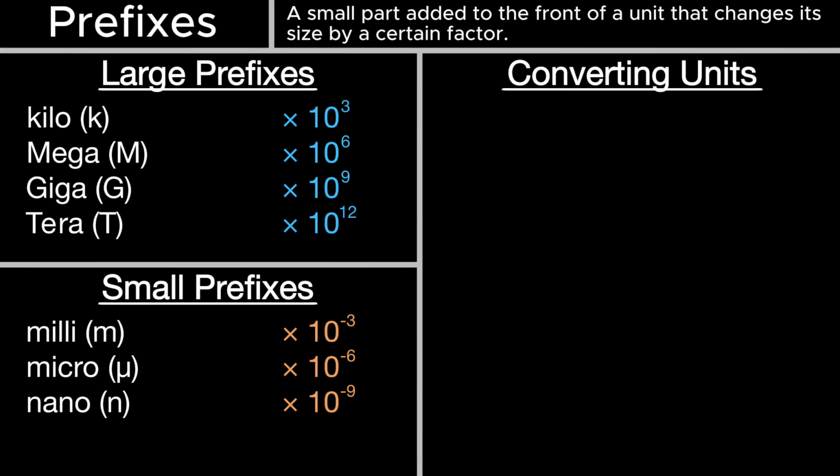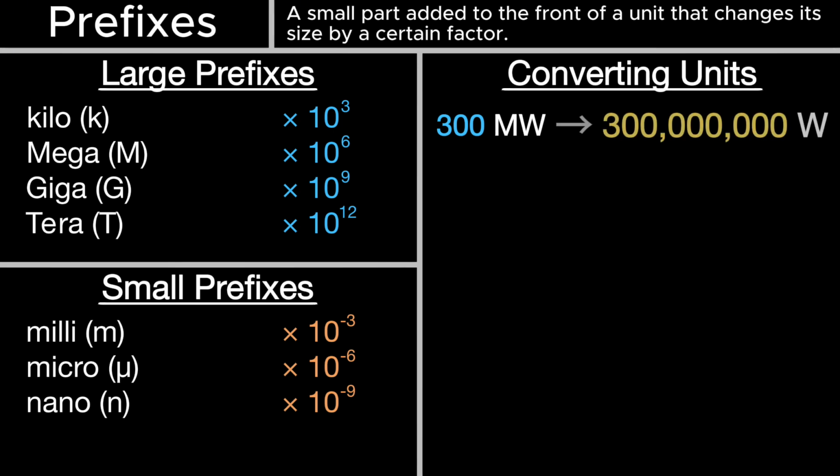The final thing you need to know about units is how to convert between big and small units. To convert a bigger unit into a smaller unit, multiply by the correct power of 10. For example, to convert 300 megawatts into watts, multiply 300 by 10 to the power of 6 to get 300 million watts. Here's another example. To convert 12 kilometers into meters, multiply 12 by 10 to the power of 3 to get 12,000 meters.